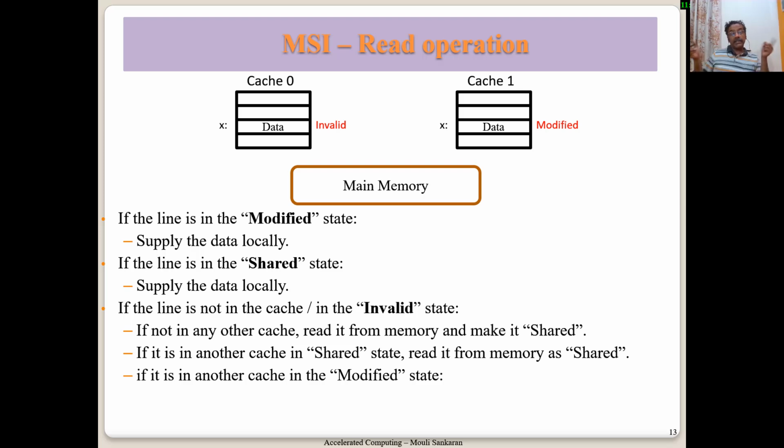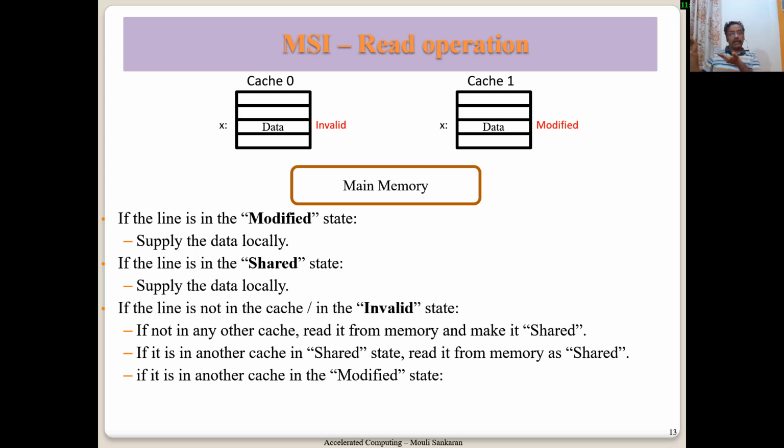Now what is the other possibility? If it is in another cache in the modified state, now comes the complexity. You are looking for a block for a read operation, and it is not there in your own cache, but it is available in some other cache in a modified state. That means the first thing that should strike you is that it is in another cache.